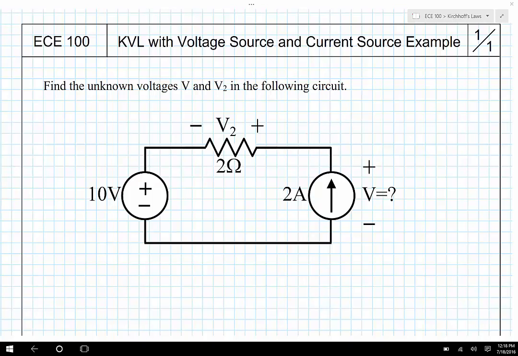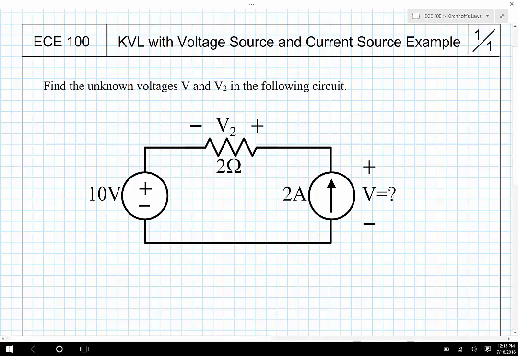Hi, let's look at an example of Kirchhoff's voltage law with both a voltage source and a current source. Anytime that you're faced with a problem where you have both a voltage source and a current source, there's going to be some challenges involved in that problem. Now, it turns out that in this case, it's actually not that bad because this is a single loop. There's really no place for the current to go other than around that loop.